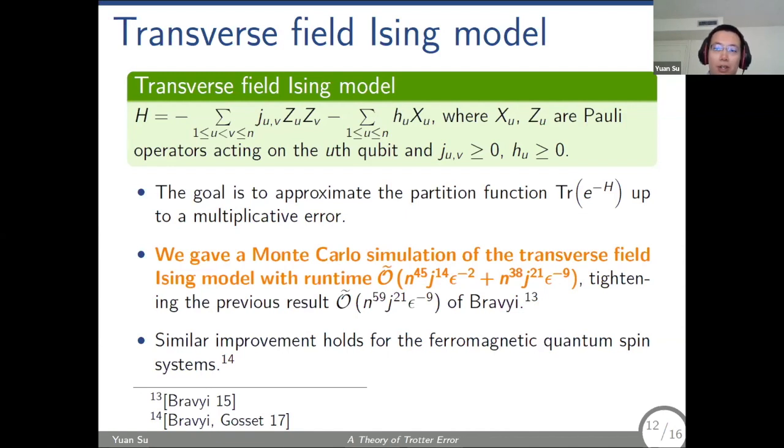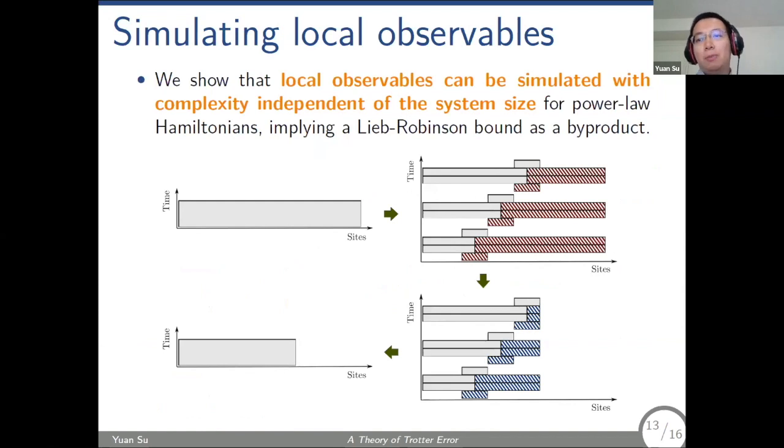Okay, so we have been talking about simulating the evolution operator. In the special case where we only care about a local observable instead of the full dynamics, we can further speed up the quantum simulation. Specifically, if you only simulate local observables, then you can simulate them with a complexity that is independent of the system size for power law interactions. As an application, this will imply a Lieb-Robinson bound for power law interactions.